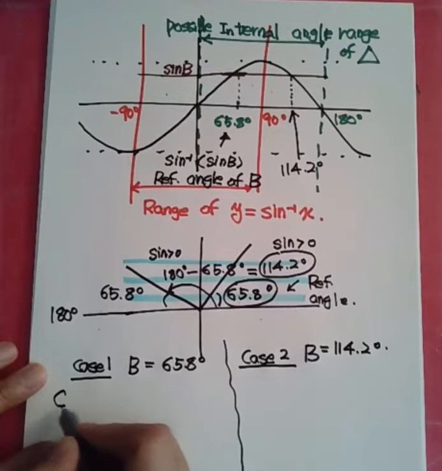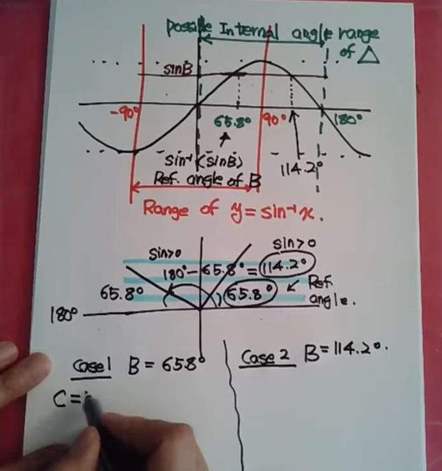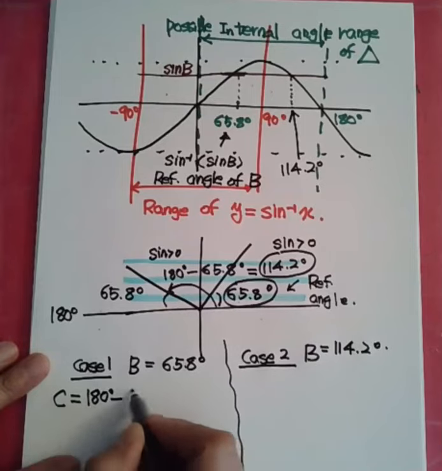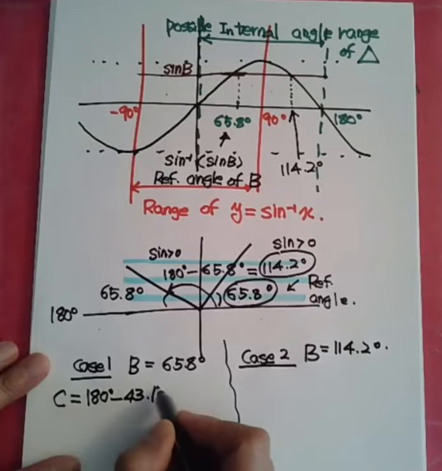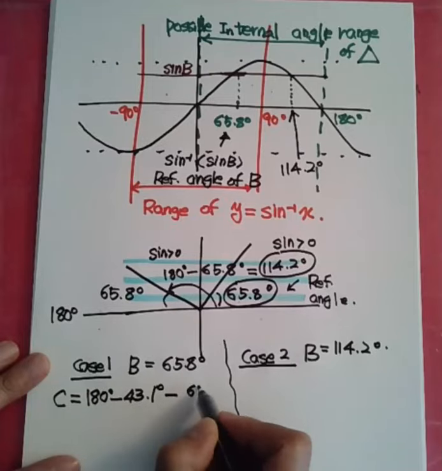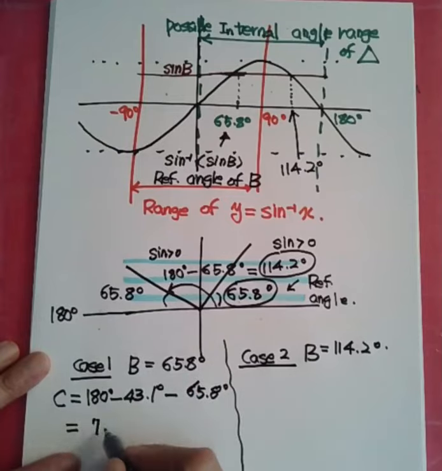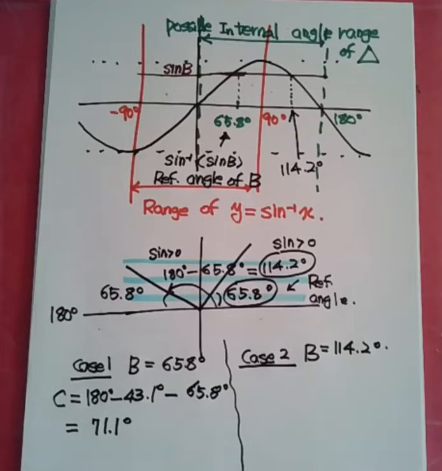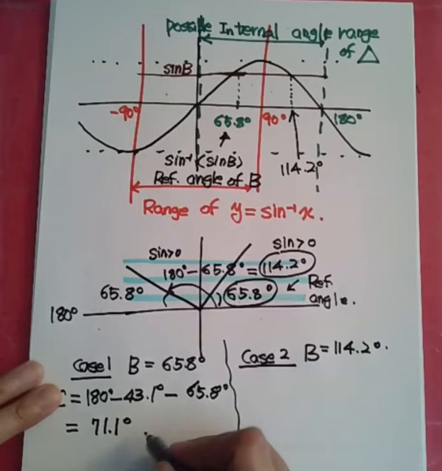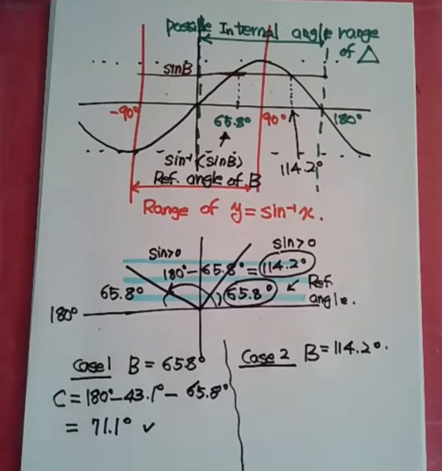The angle C in the first case is 180 degrees minus 43.1 degrees minus 65.8 degrees. The angle A was given, and we figured out the angle B. So when you do it, you get 71.1 degrees. So this is a valid angle as an internal angle of a triangle. So this is the valid solution.